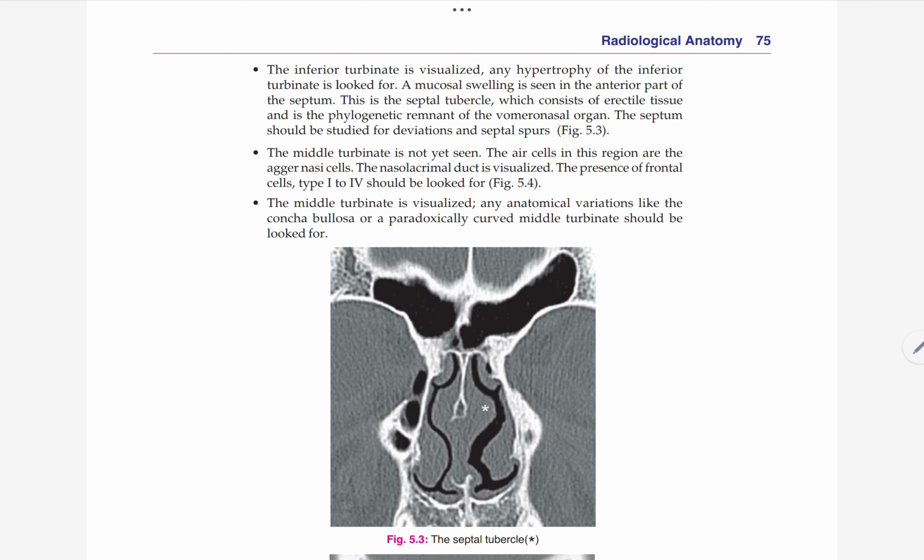The middle turbinate is not yet seen. The air cells in this region are the agger nasi cells. The nasolacrimal duct is visualized. The presence of frontal cells, type 1 to type 4, should be looked for. The middle turbinate is visualized. Any anatomical variations like concha bullosa and or a paradoxically curved middle turbinate should be looked for.